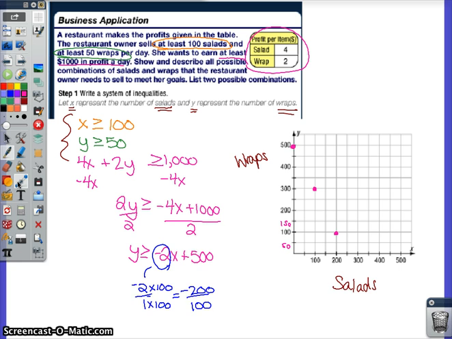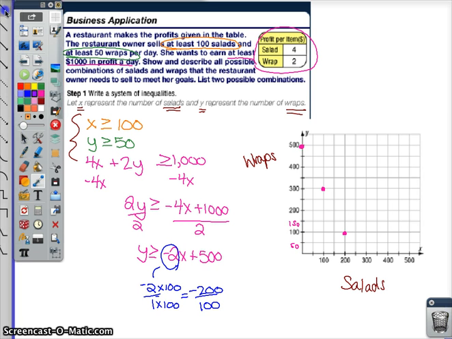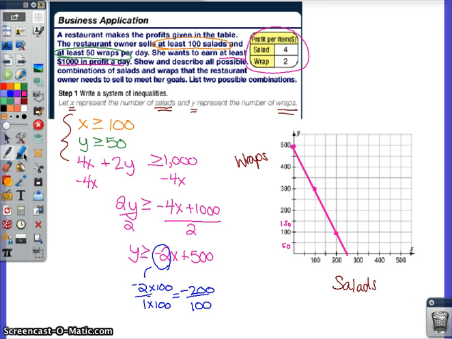You should ask yourself, do I need arrows on the end of this? You do not need arrows because we cannot have a negative number of wraps or a negative number of salads. So we're going to just stop those right on the x and y axis, but there's your line.